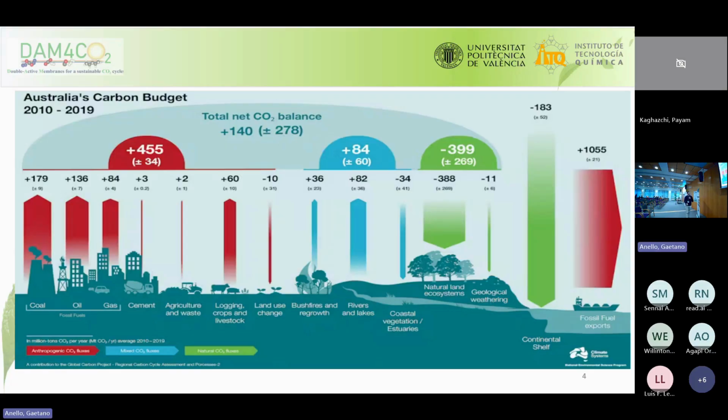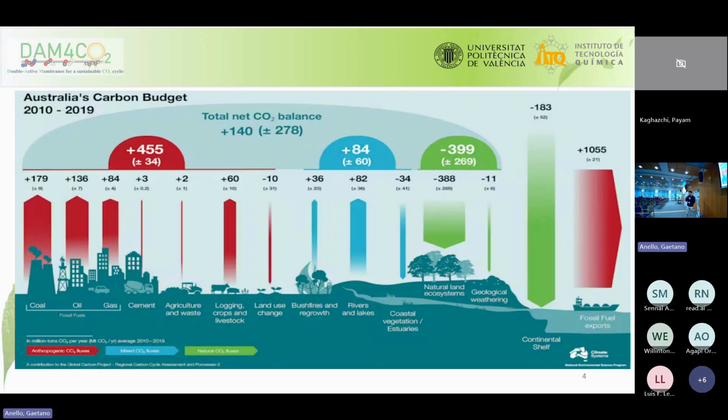So if you are able to sum up all the tons, this is million tons of CO2 that they are emitting. The red ones are the anthropogenic. The blue ones are the natural emissions. And as you can see, if you sum all the contributions and also all the natural processes that remove CO2 from the atmosphere, you will arrive, only in Australia, to 1,000 million tons.